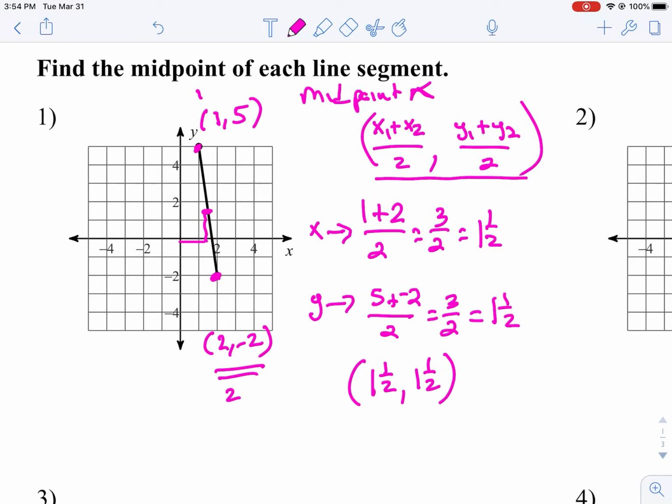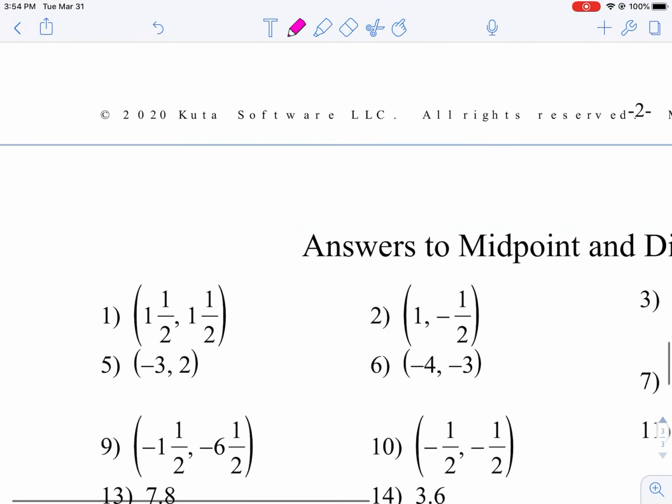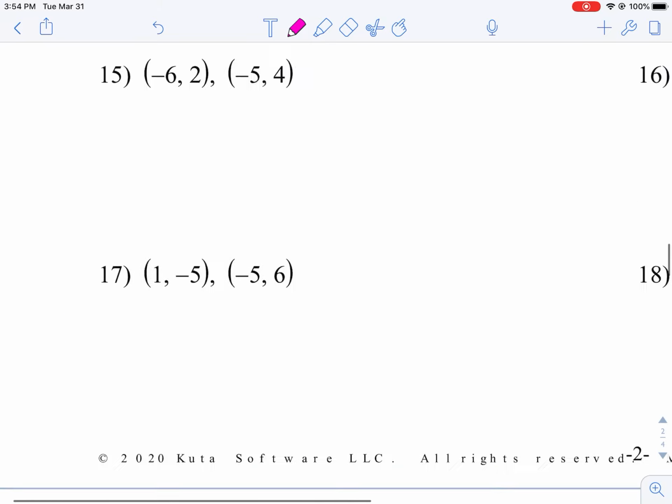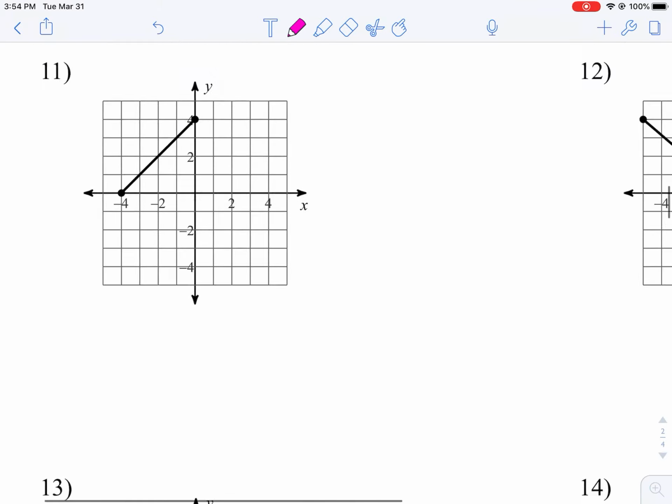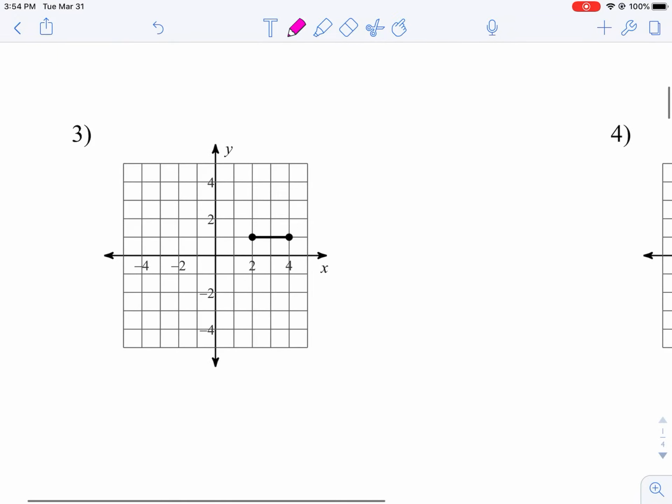That's all it is. Just follow the formula. I'm not trying to make it too hard for you, but again, you can always scroll down and look at your key. Number 1, 1 1/2, 1 1/2, perfect. All right, so let's try number 3 real quick. Let's see where we are here. All right, number 3 also.